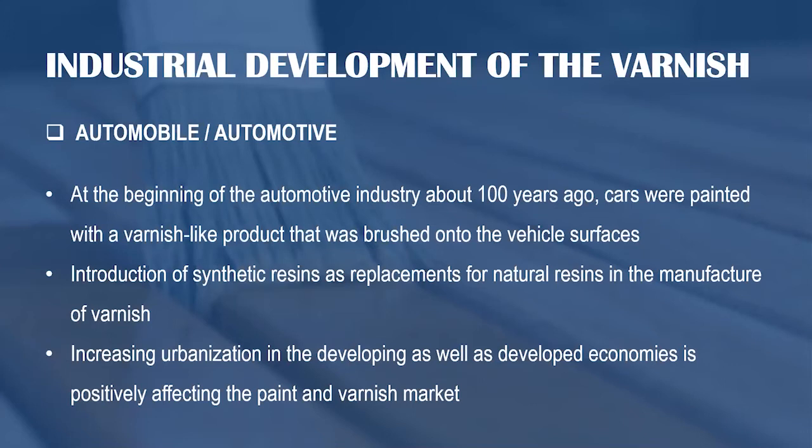As we know, varnish has been developed in many industries such as automotive, wood, dentistry, pharmaceutical, and cosmetic, etc. But today I will focus more on automobile and wood. First is automobile. At the beginning of the automotive industry, about 100 years ago, cars were painted with a varnish-like product that was brushed onto the vehicle surface. This coating was sanded and smoothed, and then the varnish was reapplied and refinished to establish several layers of the coating. After multiple layers of varnish were applied, vehicles were polished to produce a shiny surface.